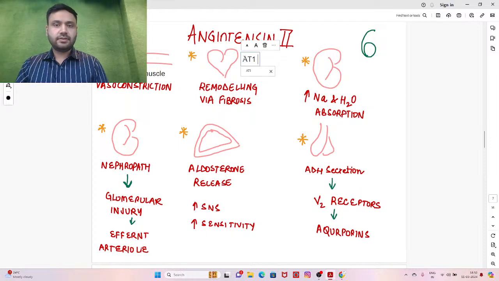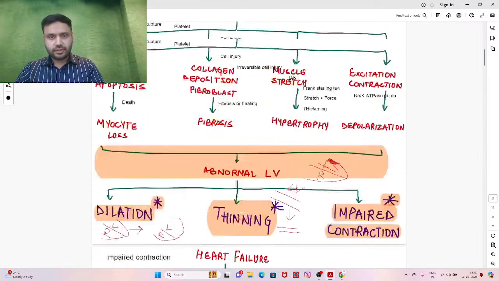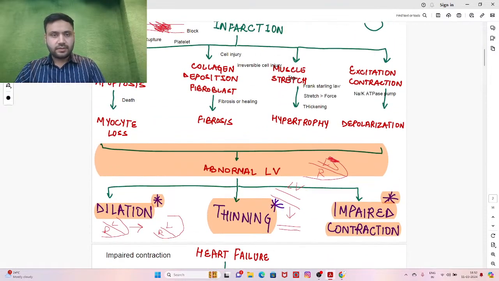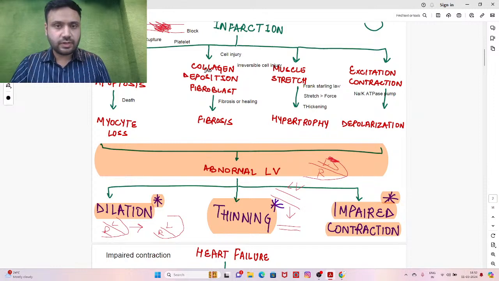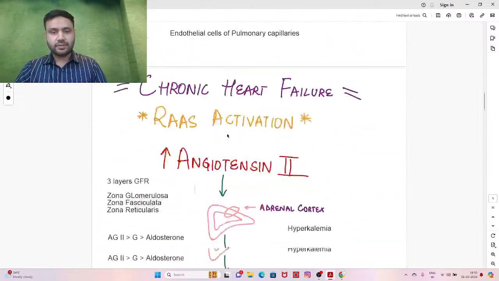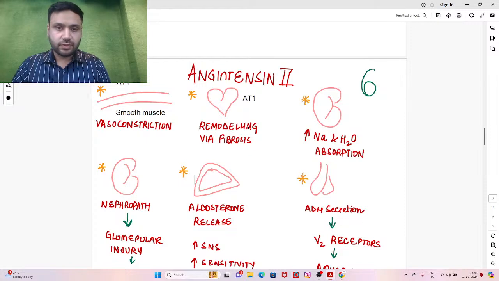Now, AT1 receptors again here in the heart, what would they do? I remember we discussed in the first slide. Let's go to the first slide. What did we study here? We studied that there is deposition of collagen and fibroblast leading to fibrosis. These AT1 receptors, in the heart, lead to remodeling and fibrosis.